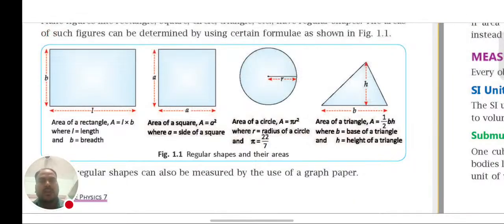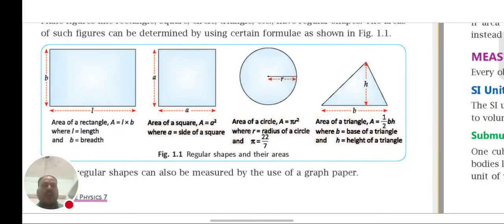Now here, for the area of a rectangle, the formula is A equal to L into breadth, L into width. So suppose this is a field, and the length is given as 30 centimeter and the width is 20 centimeters. So how will we find the area? We will just do the multiplication, L into B, then we will get the area of the rectangle.